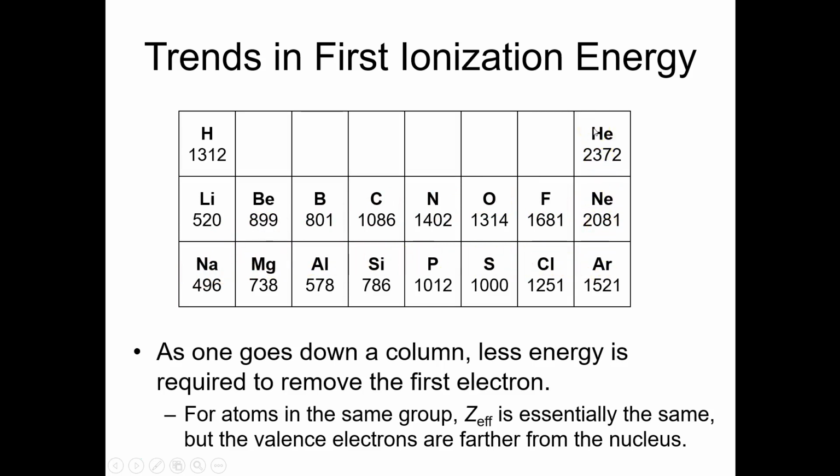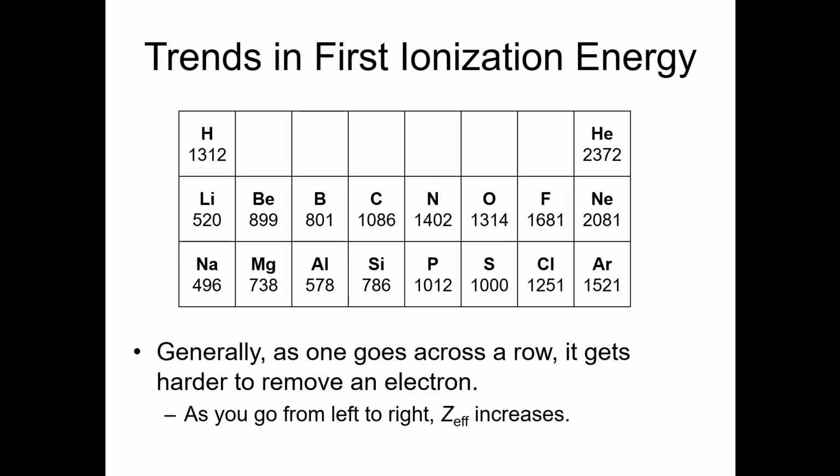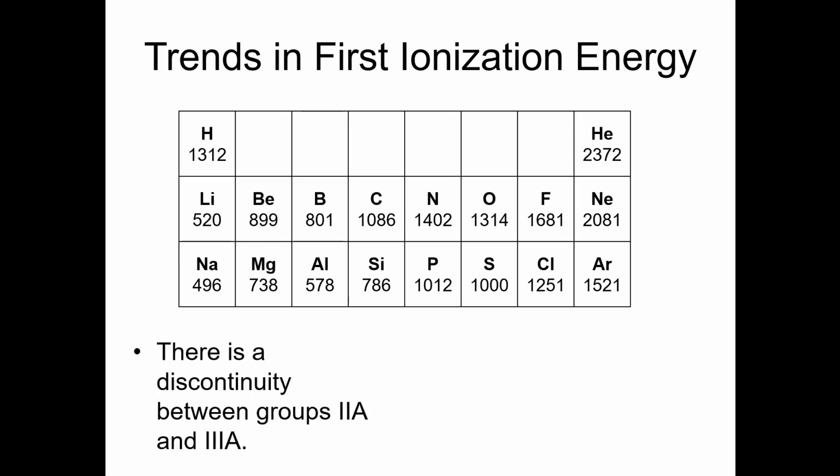What you'll also notice is that, consistent with effective nuclear charge and with atomic radius, as you go down a group, the ionization energies go down because these electrons are further from the nucleus. Argon's electrons are further from the nucleus than helium's, and therefore the electrostatic attraction between those valence electrons and the nucleus is not as strong. Therefore, they're easier to remove. Now, there are a couple little glitches in this. Let me just say, as you go across a row, it gets harder to remove an electron.